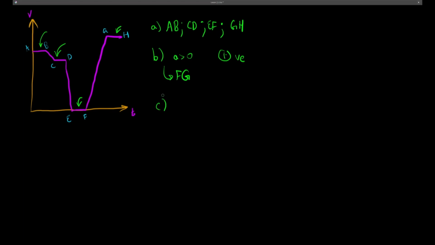Now, finally, at which point is our acceleration negative? Well, we would say that it's from d to e. So d to e, because it's going downwards into the negative direction. Finding the slope of this would give us a negative value, not a positive one. And that is it for this question.